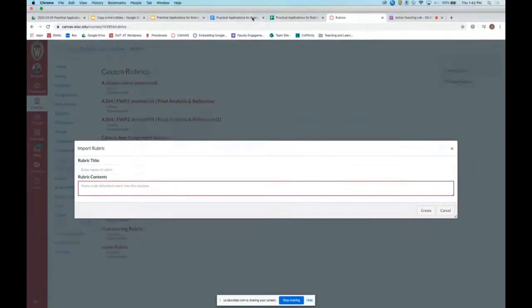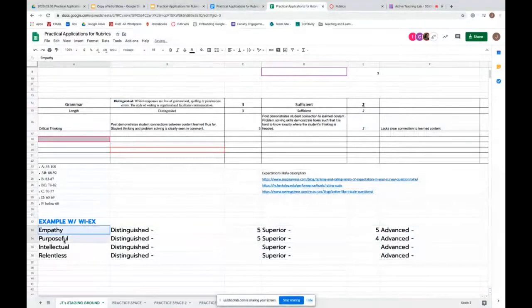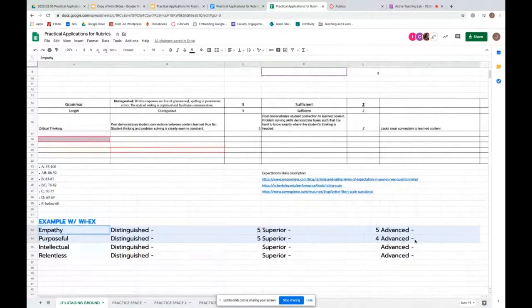And this is where you would copy and paste everything you have. I'm just going to do that small little section. So I've taken the evaluative criteria with the qualitative criteria, and just the first little piece.